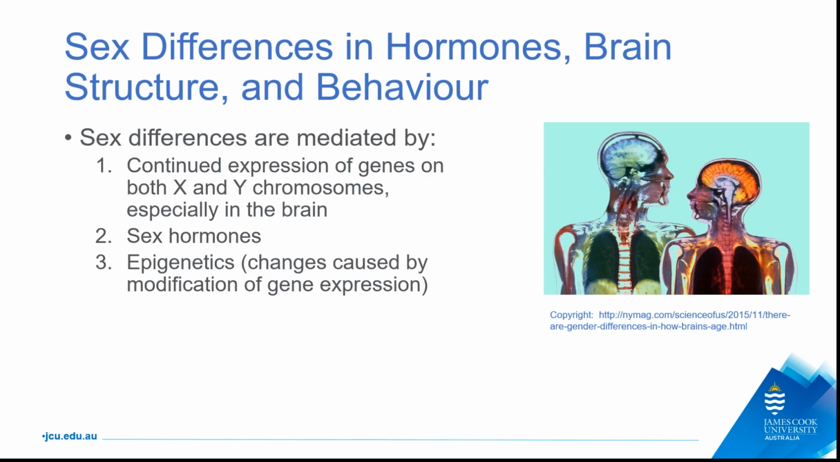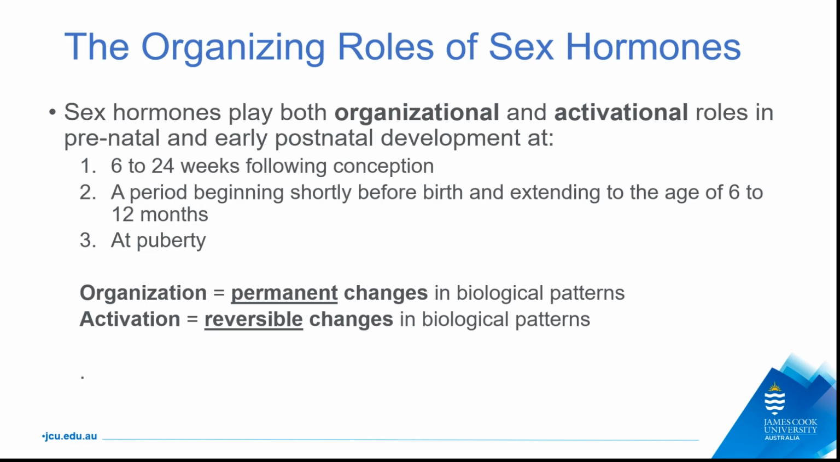So here we have the organizing roles of sex hormones. This is also in one of our tutorial slides, just to stress on this. Very important for general knowledge. So both organizational and activational roles: it's like 6 to 24 weeks, essentially about 1 to 4 months after conception in the mother's womb. Then a period beginning shortly before birth, extending until about 1 year old, 12 months. And puberty, of course, is what we talked about in the previous slides. Organizational changes are permanent, and activational changes are pretty much reversible. So one is supposed to be permanent, the other non-permanent.